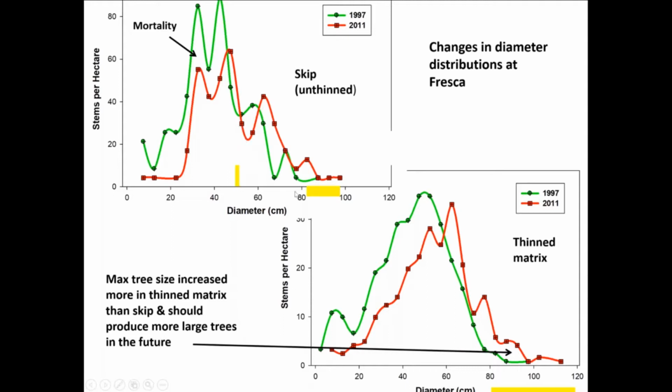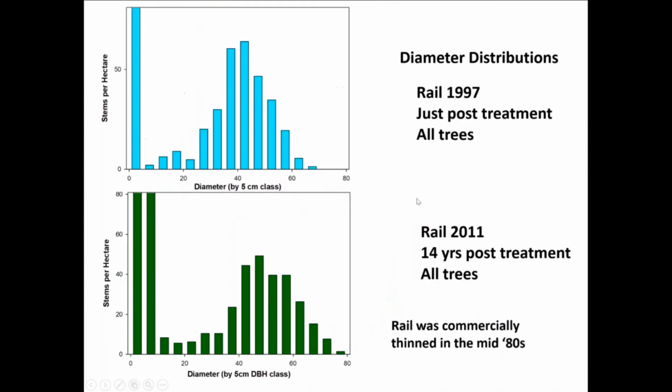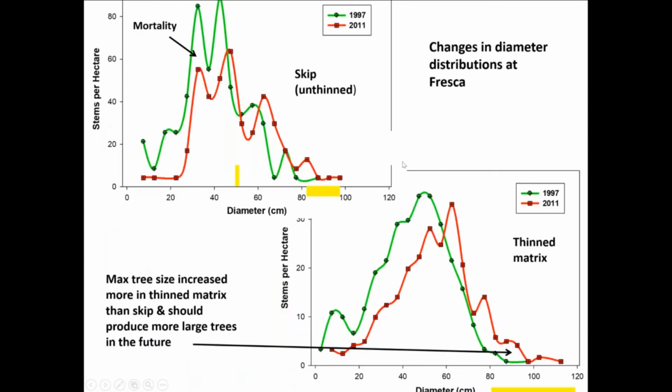Now I have some yellow boxes here, and this is just reminding you of some of the important sizes in terms of the old growth definitions. So if we wanted things that were greater than 50 centimeters, or kind of 18, 20 inches, or if we wanted things that were larger, what's happening in the skip.